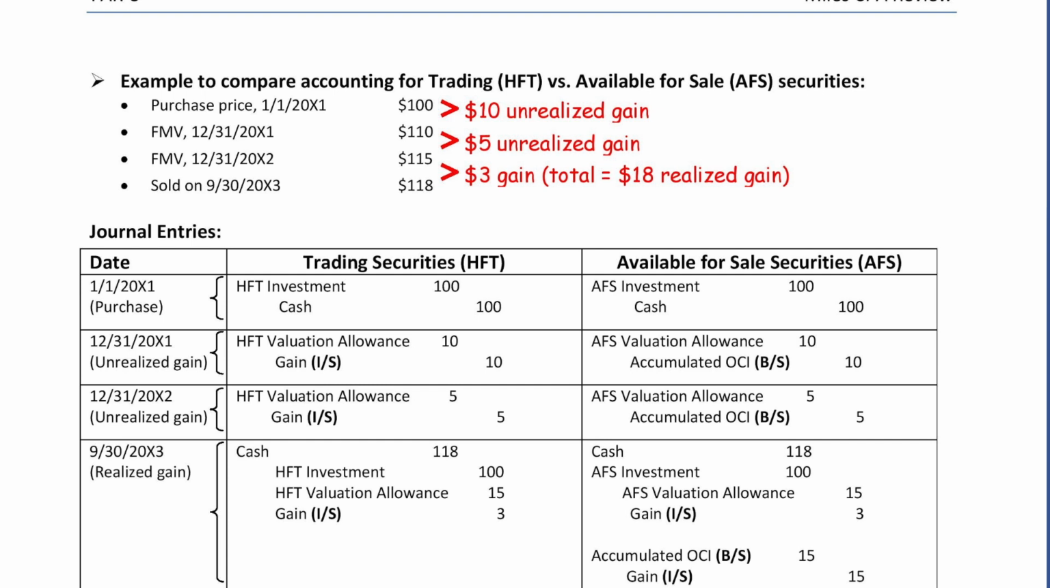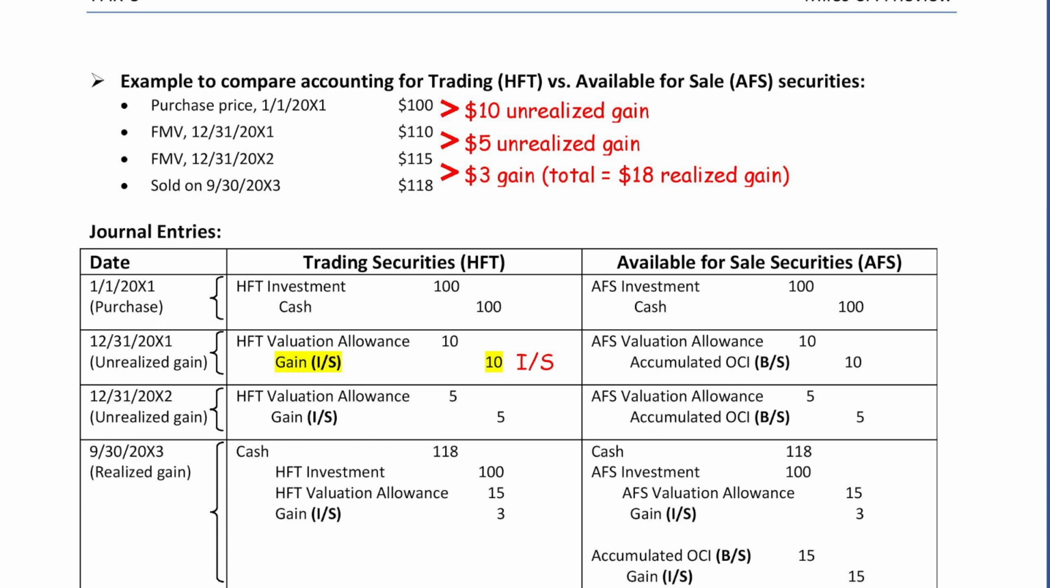Now the question is, how do we account for this if this is a held for trading security versus if it is an available for sale debt security? First, let's talk about accounting as if this is a held for trading security, and look at the journal entries that we have there. So on 1st Jan year 1, when the security is purchased, the investment account is debited and cash goes out. On 31st December year 1, when there's an unrealized gain, the credit is to the gain, which goes onto the income statement. Highlight $10 and write there I/S for income statement.